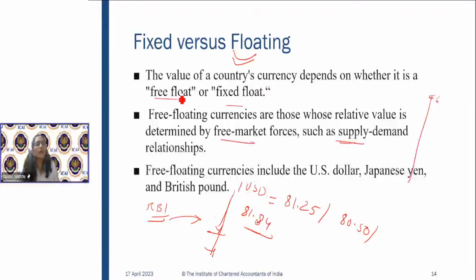Okay, but free float is that US, they will never go for intervening. Japanese yen, they never go for intervening. British pound, they do not intervene. So that is 100% free floating currencies. These three currencies are 100% free floating currencies: the US dollar, Japanese yen, and British pound.